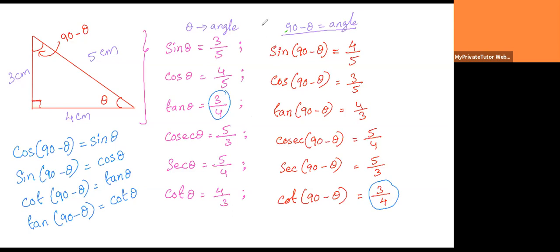We don't have space here, so let's go to the next page. Do you understand, guys? This is nothing but the complementary angles of trigonometric ratios. I'm pretty sure you will get at least one more question. What is sine 90 minus theta? What is the answer?